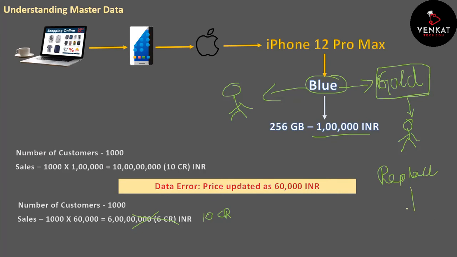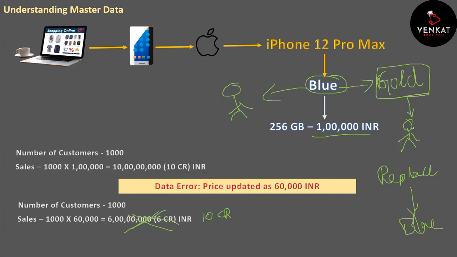Now Amazon will send back the blue color mobile to the customer. So only the shipping charges will be the extra cost for Amazon or seller. That's it. So in that case, there won't be any loss.